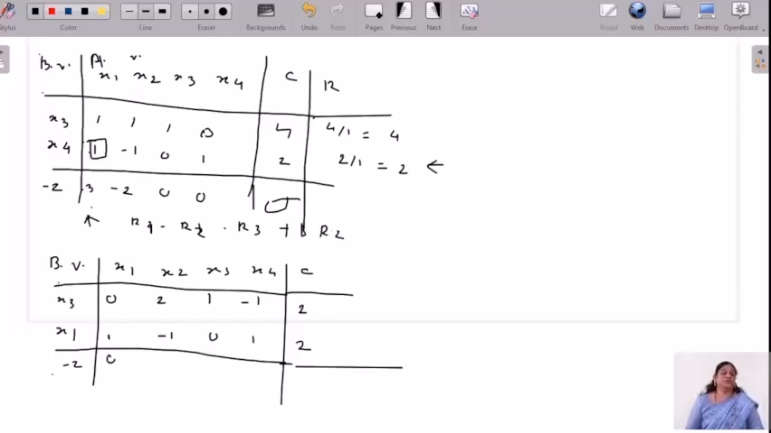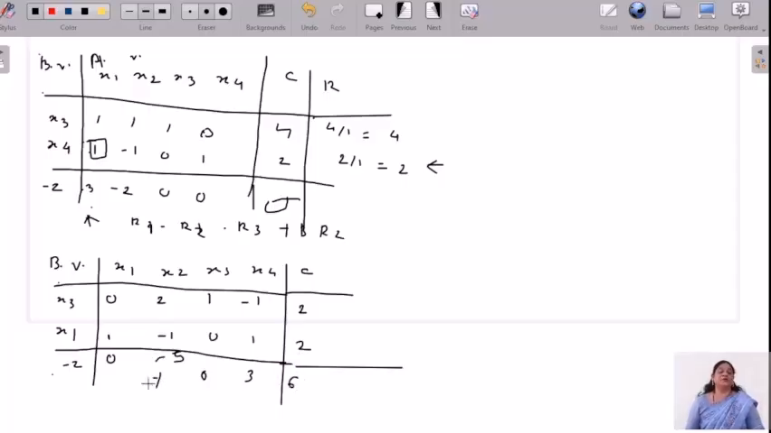Therefore it is 0. Multiply this equation by 3. It is minus 3, minus 2 and minus 3, it becomes minus 5. Then 0 plus 0 is 0. Multiply by 3 and add. Therefore it is 3.